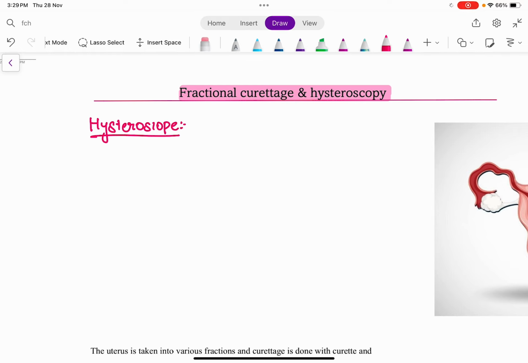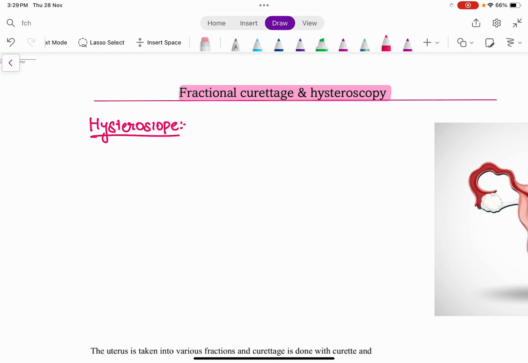Hysteroscopy is the procedure and the hysteroscope is the telescope. This telescope has a light source in it. You're going to introduce this through the vagina of the female, and you're going to visualize the interior of the uterus, the uterine cavity, the tubes and the ostia, and along with that the endocervical canal and the cervix as well. So you're going to visualize everything, the interior of the uterus.